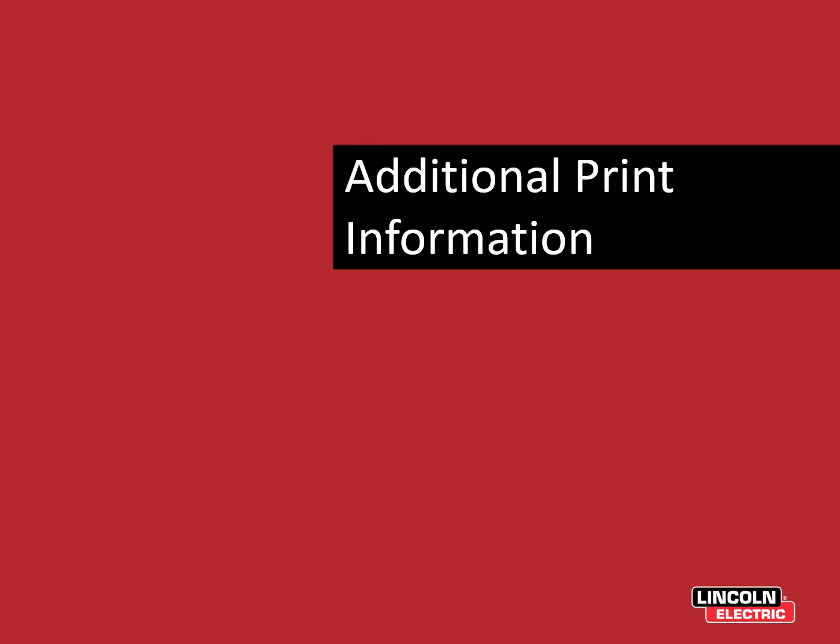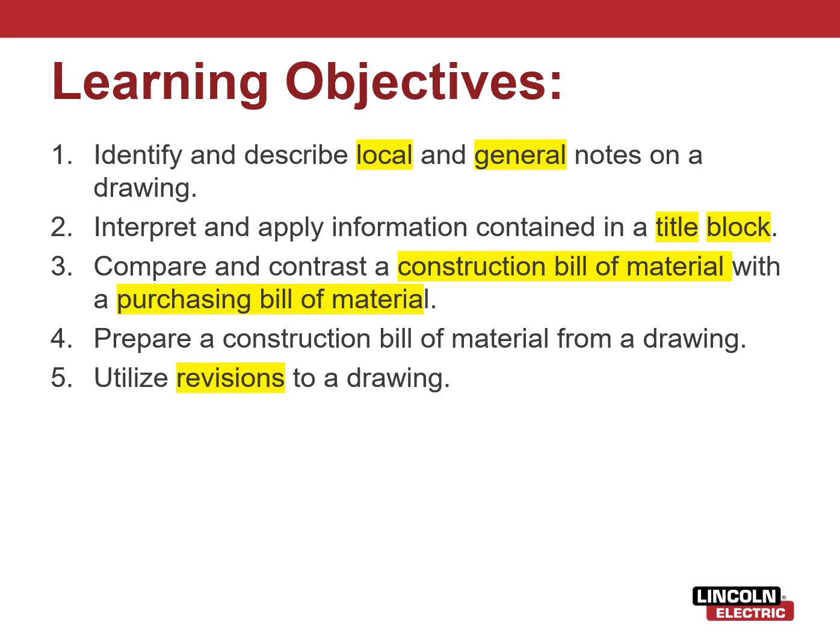Okay, so next unit here, additional print information. Just like the title says, this is going to be other information you're going to find on the print. Things like local general notes, what's included in the title block, the revision block, things like that. So a little more on the publisher side of things.